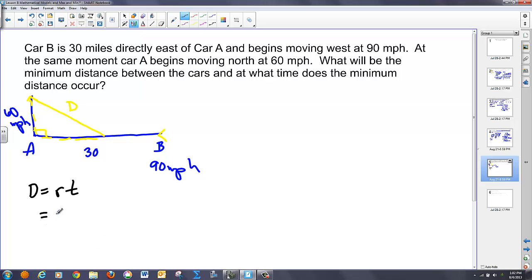And if I say, okay, ready, set, go, and start looking at my stopwatch and watch time go by, I'm going to let time be my variable, because the more time that goes by, the more distance I'm going to travel. My rate has been given in both cases, 90 and 60. So if my time is x, then this vertical distance will be 60 times x.